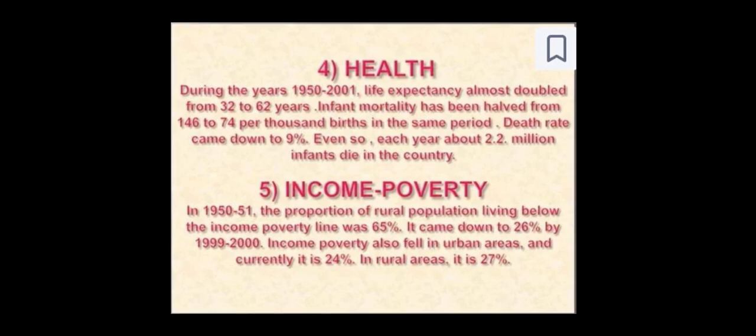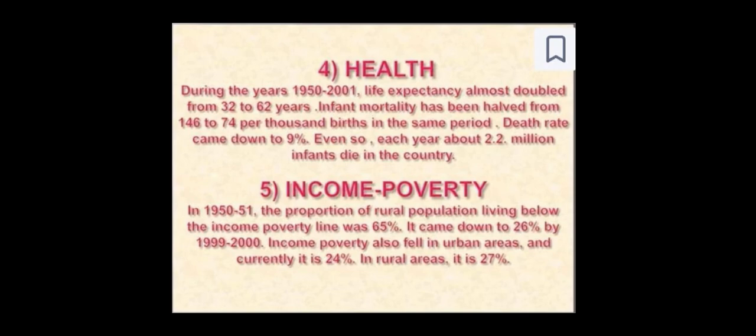Income poverty. In 1950-51, the proportion of the rural population living below the poverty line was 65%. So out of 100 people, 65 lived below the poverty line. It came down to 26% by 1999 to 2000. Income poverty also fell in urban areas and currently it is 24%, and in rural areas it is 27%.